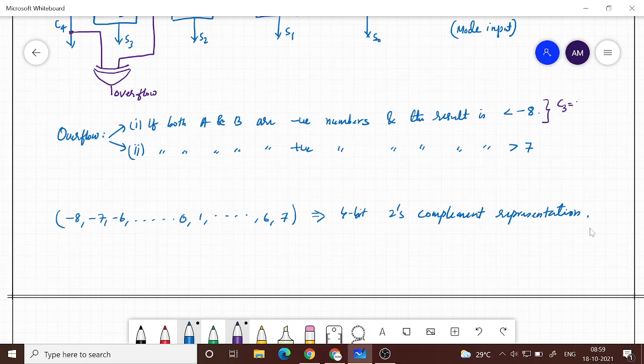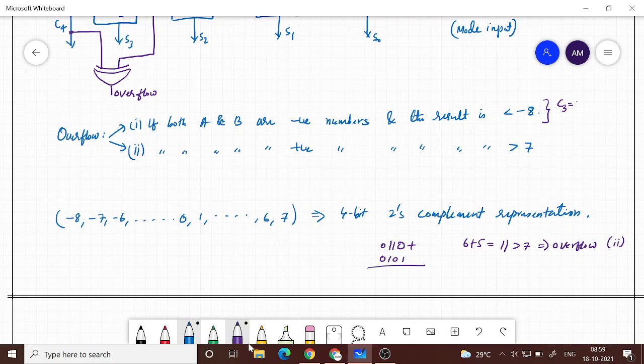Okay, so if you have for example plus 6 and plus 5, so let's look at plus 6, which means 1 1 0. If you add it with 1 0 1, so the 6 plus 5, the result is going to be greater than 7, which is 11, that is greater than 7. So this is a case of overflow, which is basically the second case.